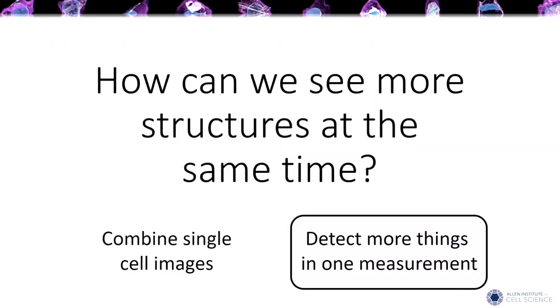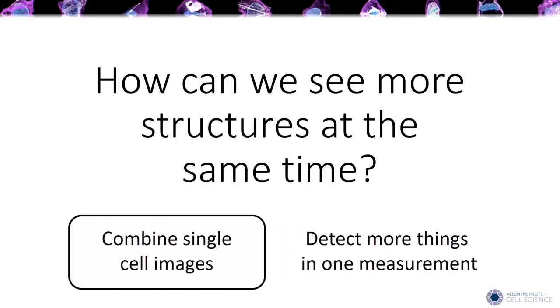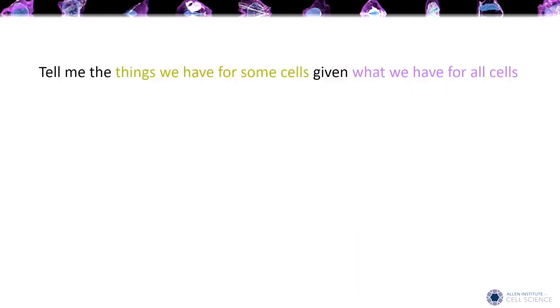So that's one approach. Let's talk about combining multiple images of single cells and the information we can get from those. Particularly, this is good for cases where that information is not necessarily present in the bright field images. So really what I'm asking here is, can I get a model that's going to tell me the things that I have for some cells, given what I have for every cell? So for all of the cells, I have the cell membrane dye and the DNA dye. For every cell, I have one structure labeled, but not every structure for every cell.